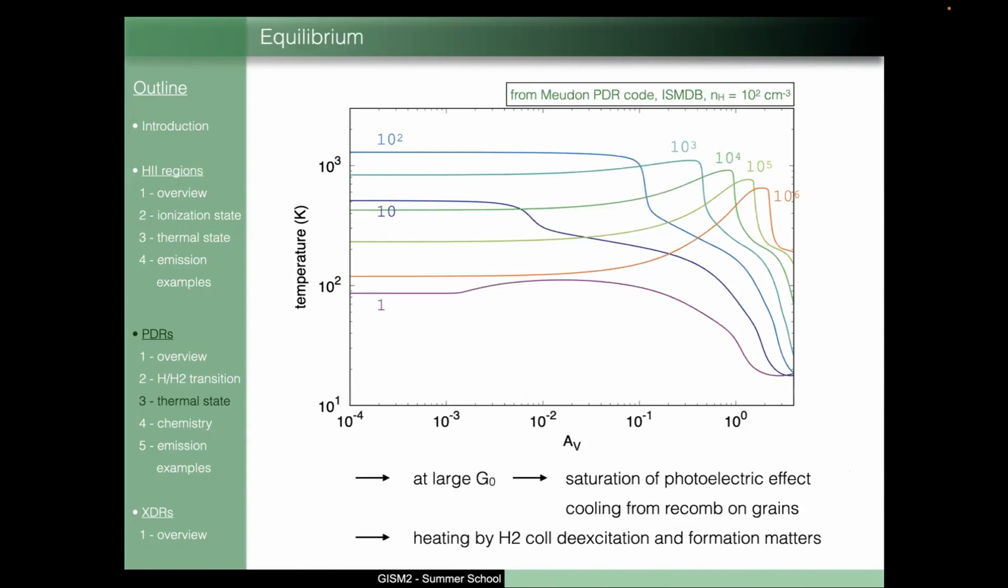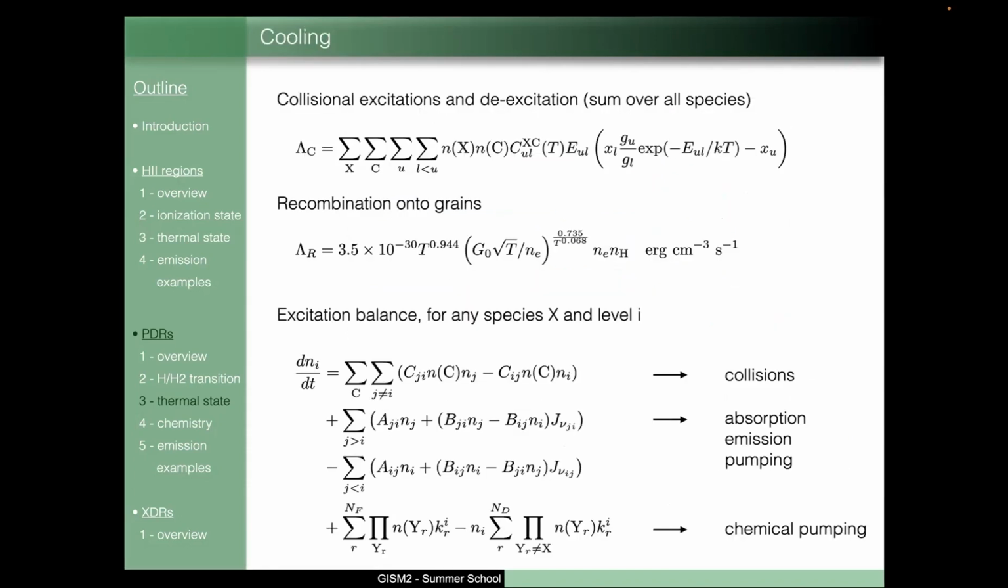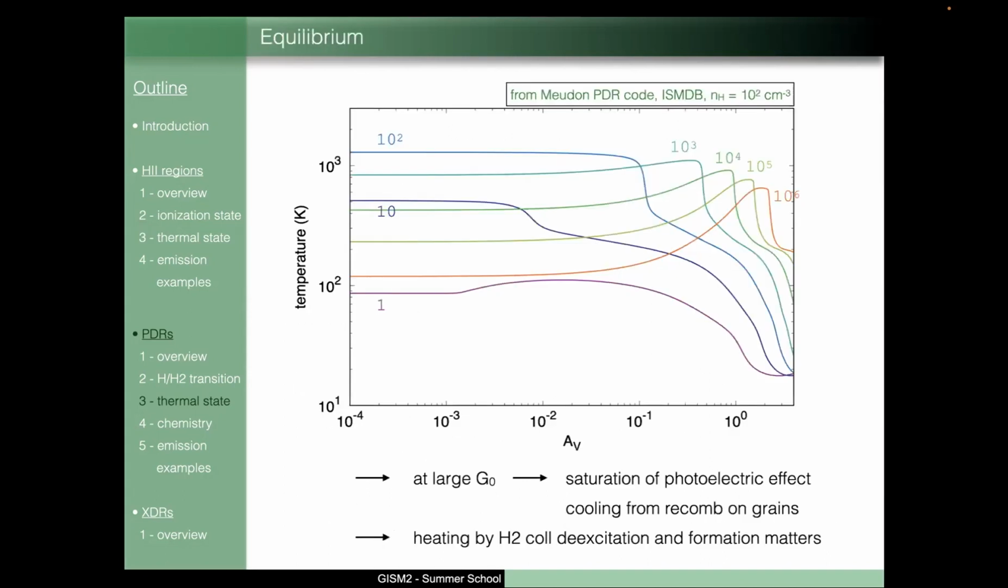So there is a saturation of the photoelectric effect at some point. But on top of this saturation, we have to add the cooling by the recombination onto grain, which depends on G0, which is larger when G0 increases. And this is why at some point, at some critical value, the temperature at the border of the cloud decreases when you increase G0. It's counterintuitive, but this is what happens. Okay.